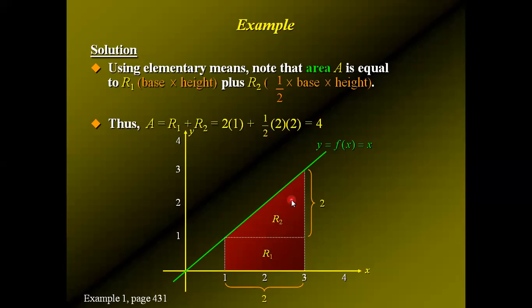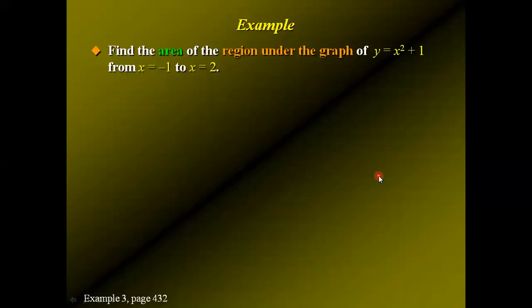For the rectangle, height equals 1 and base equals 2. So we get 4. So in the general method we also got 4 for this red area.